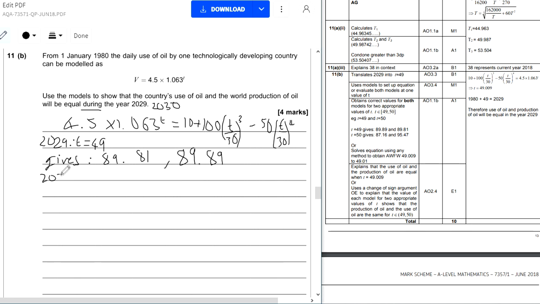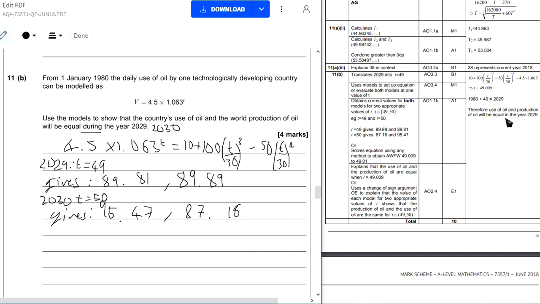But in 2030, when t is 50, we're going to get, which clearly shows that the left side surpassed the right side. And so at some point in between those, they were the same, and you just write something along those lines. Look at the mark scheme. Somehow they've figured out the value here.